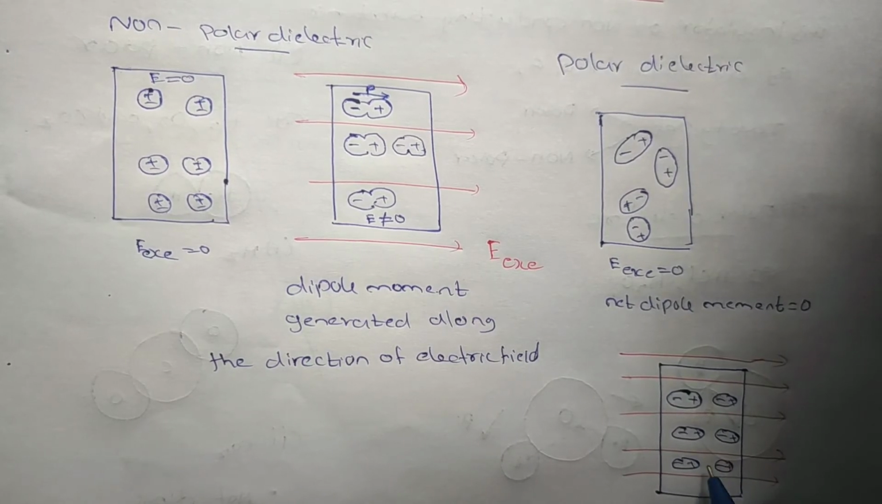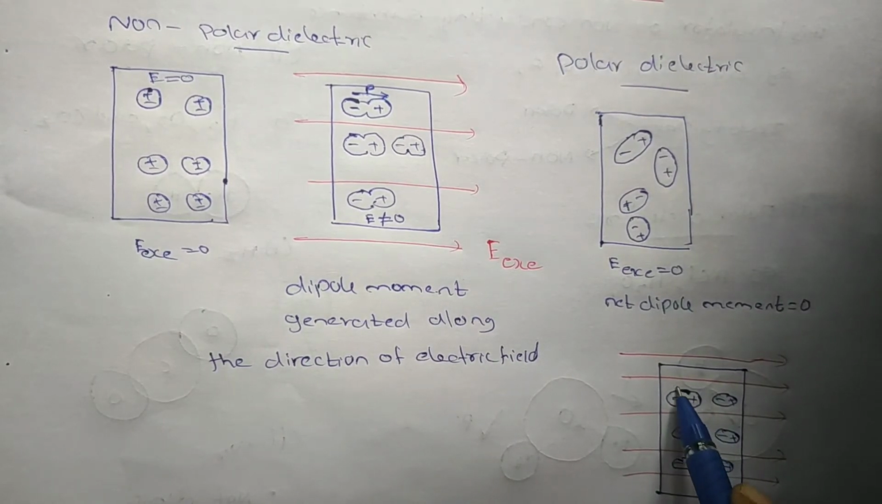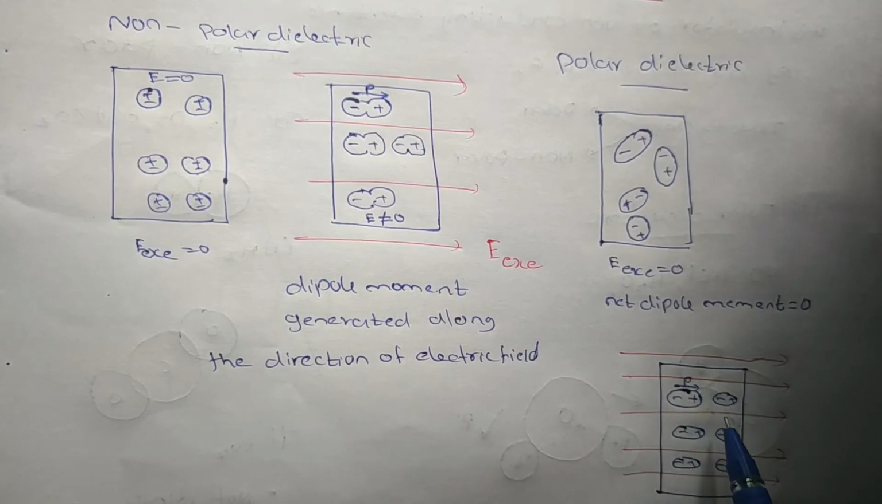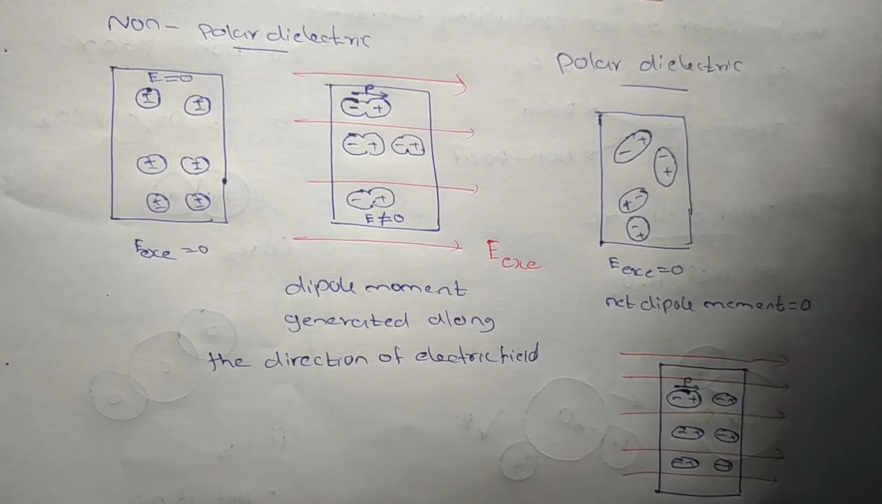Okay. So what will happen? There is a dipole moment formation here. Positive and negative centers are separated. But now they are not randomly oriented, so there is a net dipole moment here. Net dipole moment formation. The net dipole moment is not equal to 0 here.